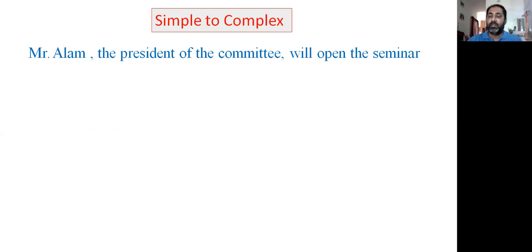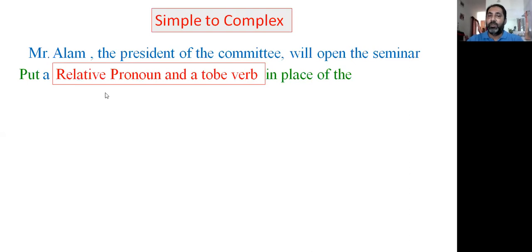Now, dear participants, there is a use of appositive. Look at the sentence: Mr. Alam, comma, the president of the committee, comma, will open the seminar. Who is Mr. Alam? He is the president of the committee. That means Mr. Alam is the president of the committee. Now, students, the president of the committee is the appositive of Mr. Alam.